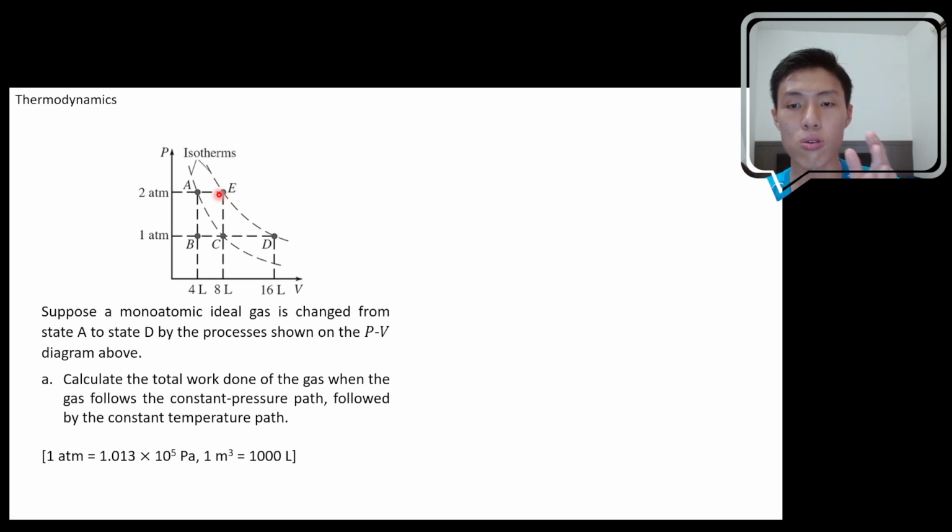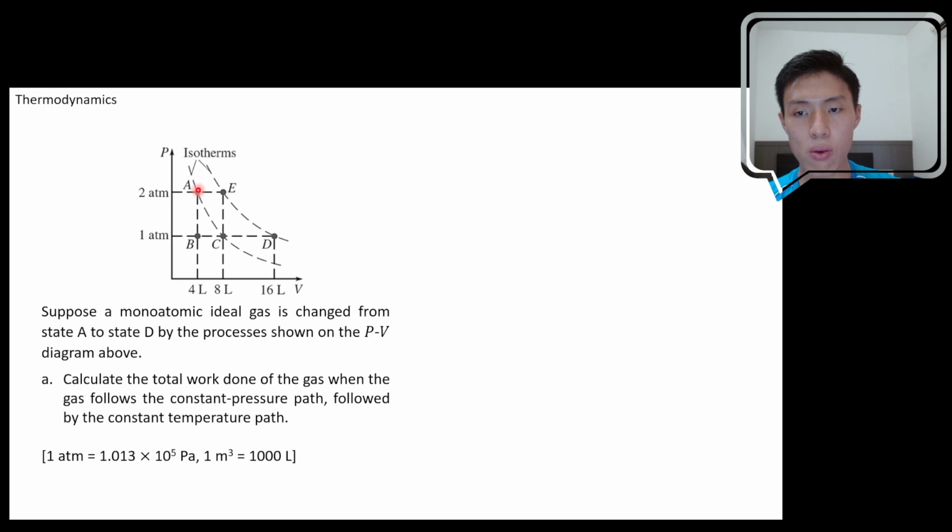But it goes from which state to which state, and we know it goes from A to D. But how does it go from A to D? Whether it goes to B first and then to D, or it goes to E first and then to D, or goes to C first and then to D, we are not sure yet, okay? But let's look at question A right now. Calculate the total work done of the gas when the gas follows the constant pressure path.